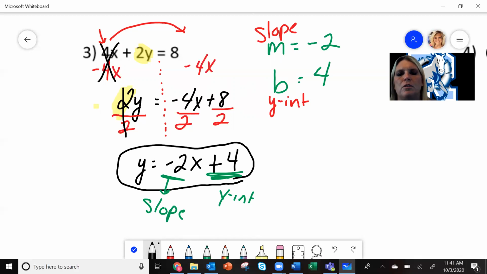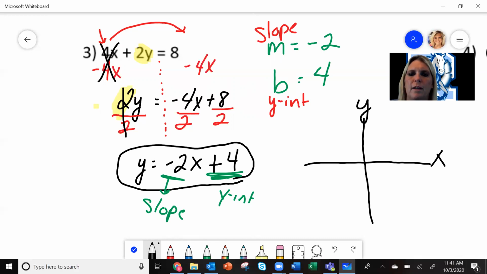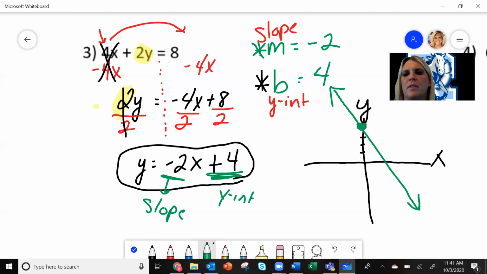So now, to sketch your graph, I'm going to draw my x and y axis. Okay. Remember, b is going to tell me to begin. I'm going to begin at 4. So I'm going to go up here, just kind of sketch 4 up, put a dot on my y axis. Now, m is going to tell me to move. This is a negative 2 from left to right. That means my line is going down. So here's what you should have had when you sketched it.